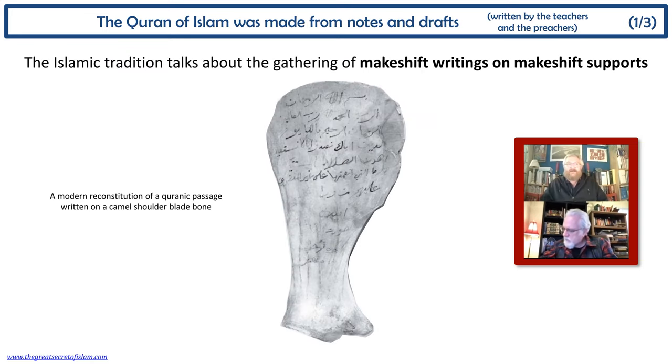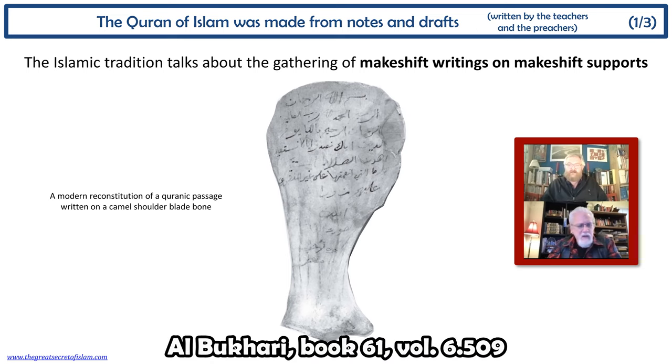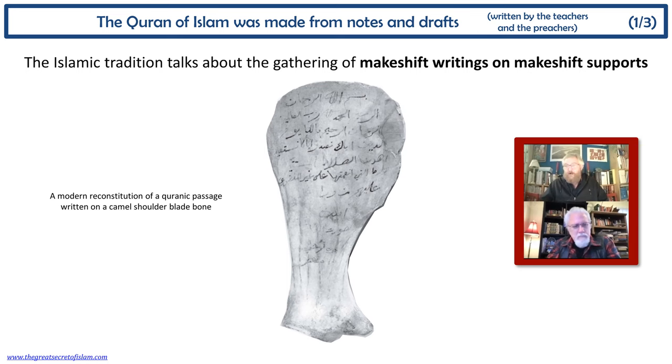It tells us about the gathering of makeshift writings and makeshift support. And here I have an image of a camel shoulder blade bone, on which someone has written some Quranic verses, and we all know of this tradition in the standard Islamic narrative, of the gathering of makeshift support, so bones. This is all found in Al-Bukhari, book number 61, volume number 6, hadith number 509.